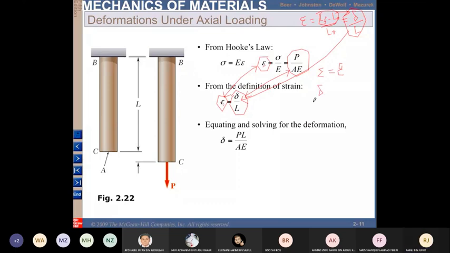Delta over L equal to P over A E. So this L, you can bring to the right side, so you will get delta equal to P L over A E. Faham tak? So you get this one. Faham ke?